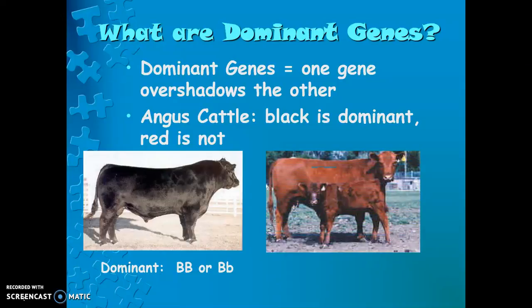This cow has red fur. That means it is homozygous recessive. It has to be little b, little b, because it cannot have a black gene, because if it had a black gene, it would be black. But since it doesn't have a black gene, it looks red.